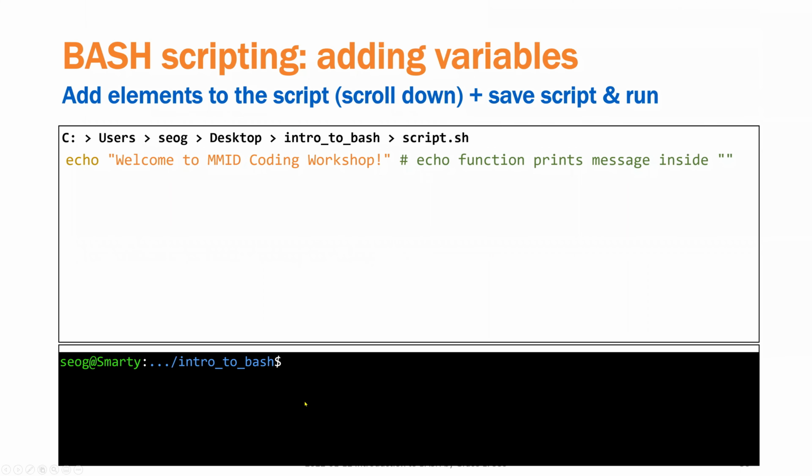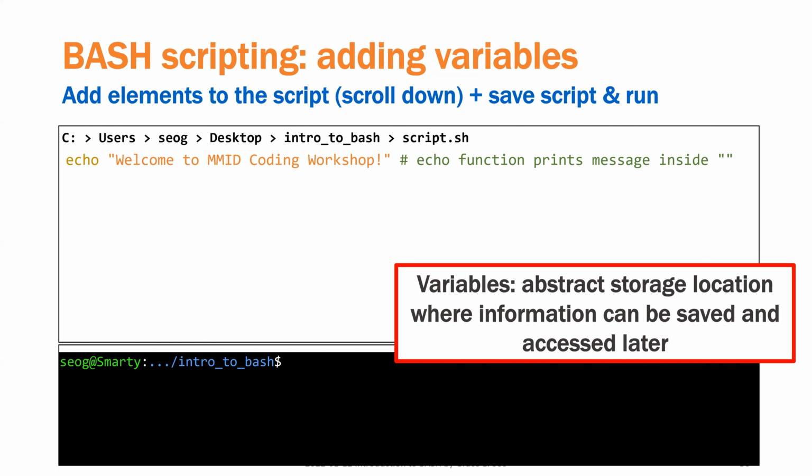Now to add more elements to the script, scroll down or press enter at the bottom of the script. The benefit of scripting is that you can automate the process using variables. Variables are abstract storage locations with an associated symbolic name. By putting something into a variable, you can store information and access it later, as you saw with that path variable earlier. Since you have some directories that have long paths, let's store these as variables.